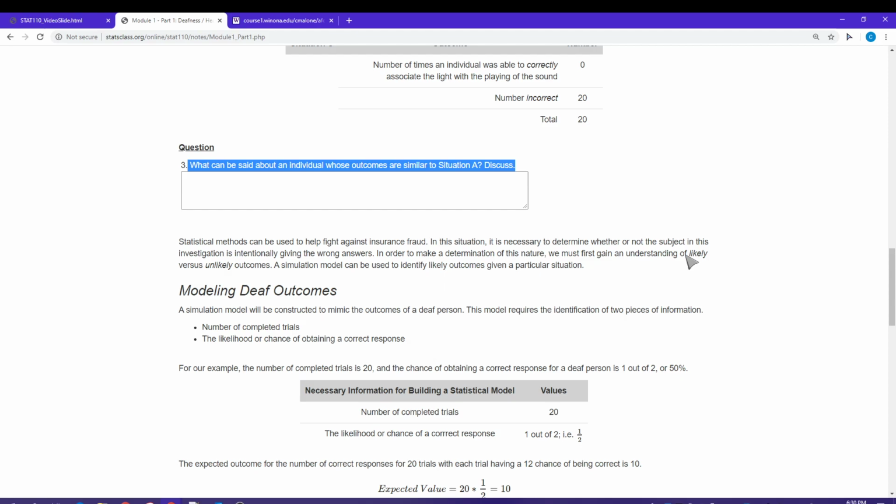Okay, now statistical methods can be used to fight against insurance fraud in situations like this. It is necessary to determine whether or not the subject in this investigation is intentionally giving the wrong answers. In order to make a determination of this nature, we must first gain an understanding of what a likely outcome is and an unlikely outcome.